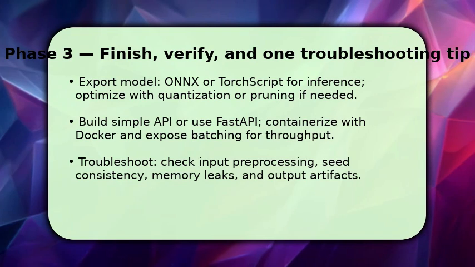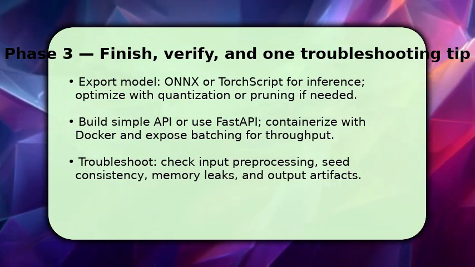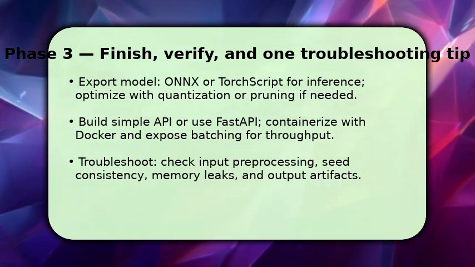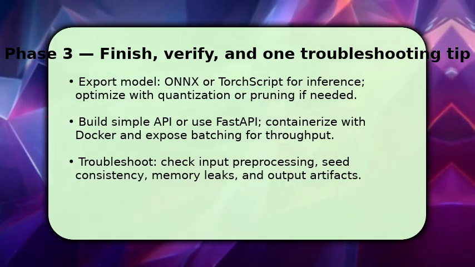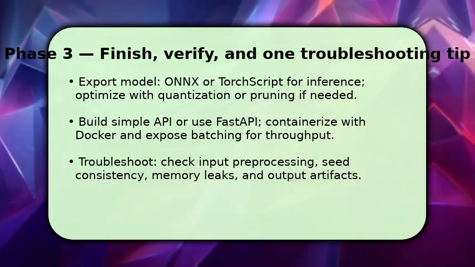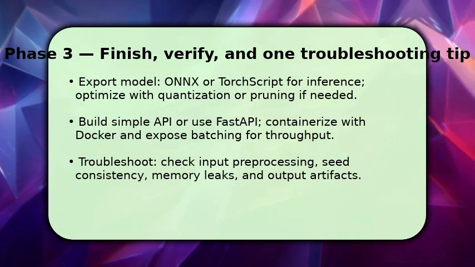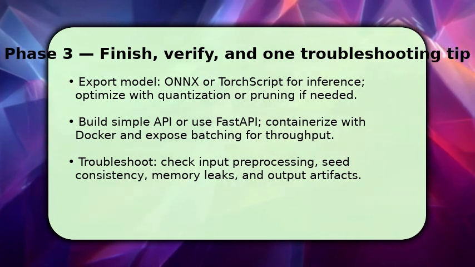You wrap up by preparing inference and deployment. Export the trained model to ONNX or TorchScript and apply quantization or pruning to lower latency and memory. Then build a minimal API. FastAPI works well, containerize with Docker, and add request batching for throughput.